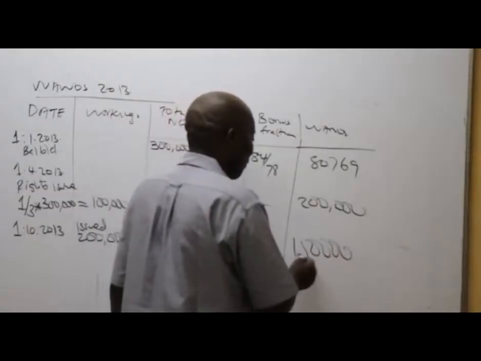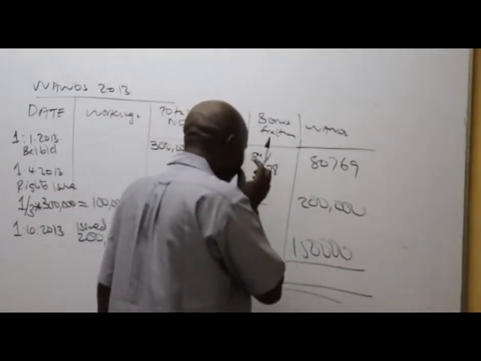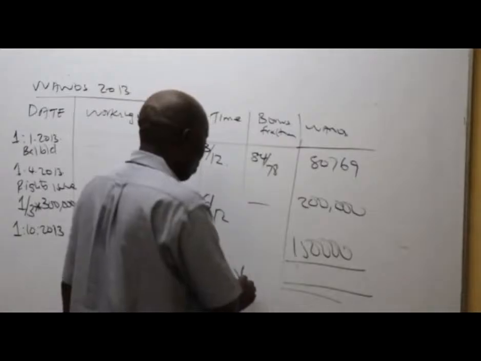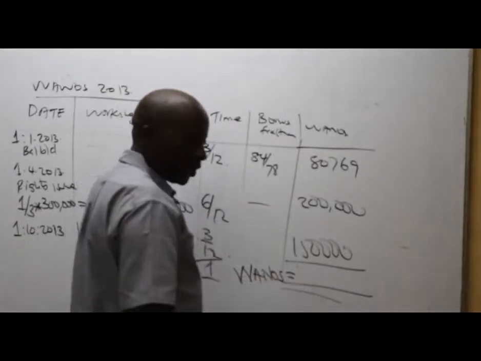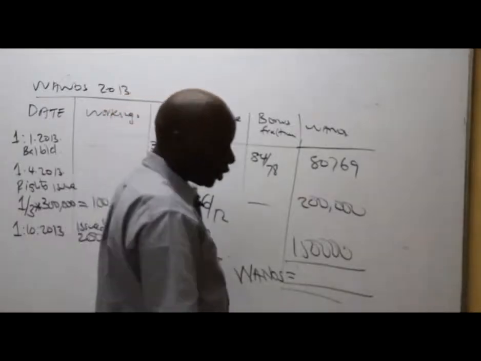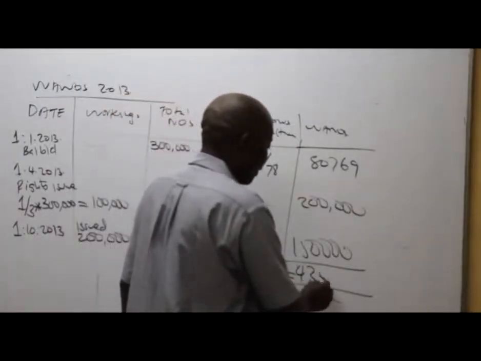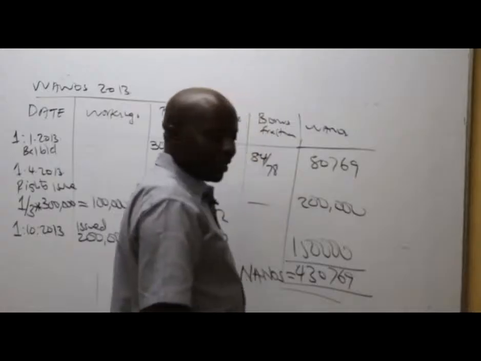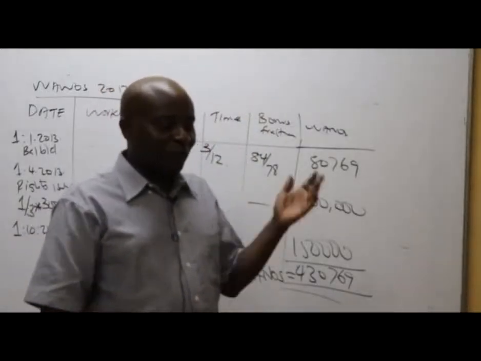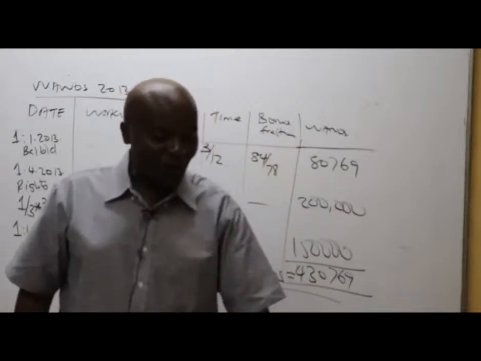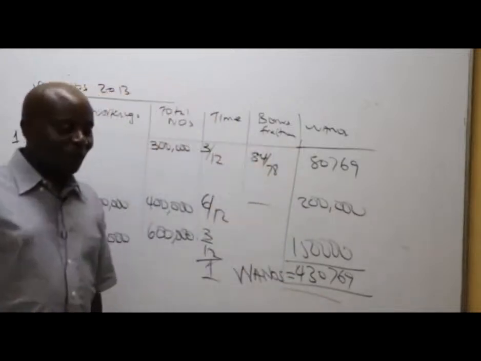Therefore, the total one-nos, itakuja kuwe ngapi? 430,769. Is there again a student who used a different formula, but at the end of the day we have gotten the same answer?